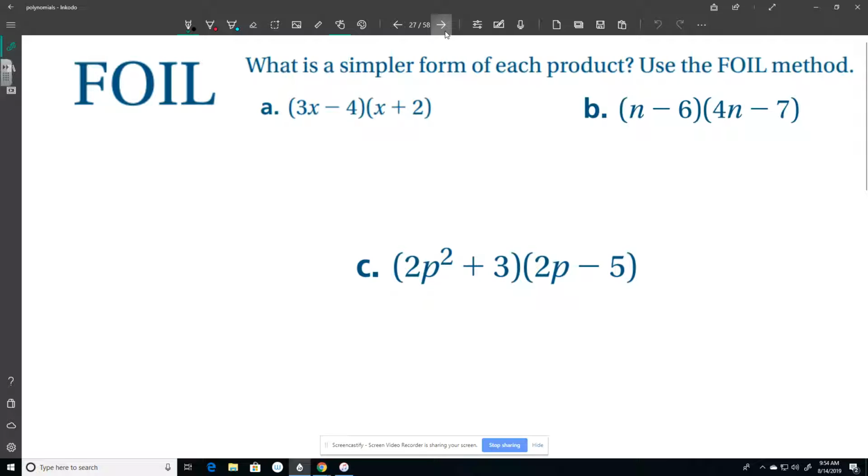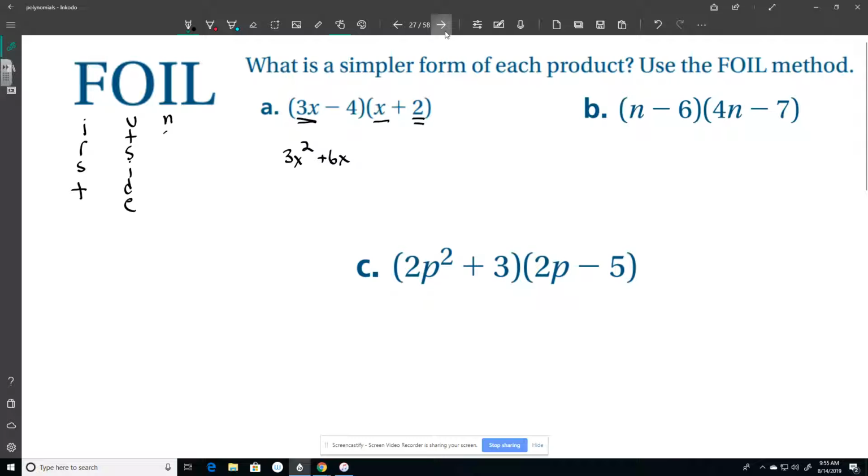And what these letters stand for, F stands for first, the word first. And what that means is you take the first term in each parenthesis and you multiply them together. So 3x multiplied by x becomes 3x squared. The O stands for outside. So you take the outside terms, the ones on the outsides, the 3x and the 2, and you multiply them. 3x times a positive 2 is a positive 6x.